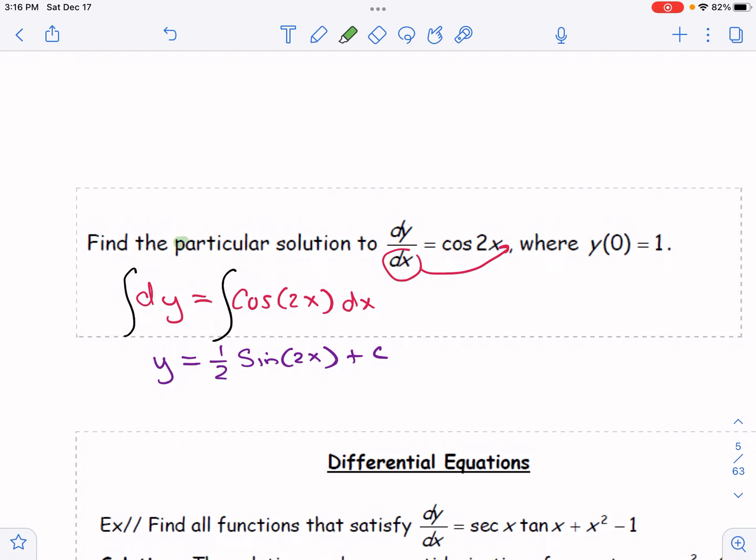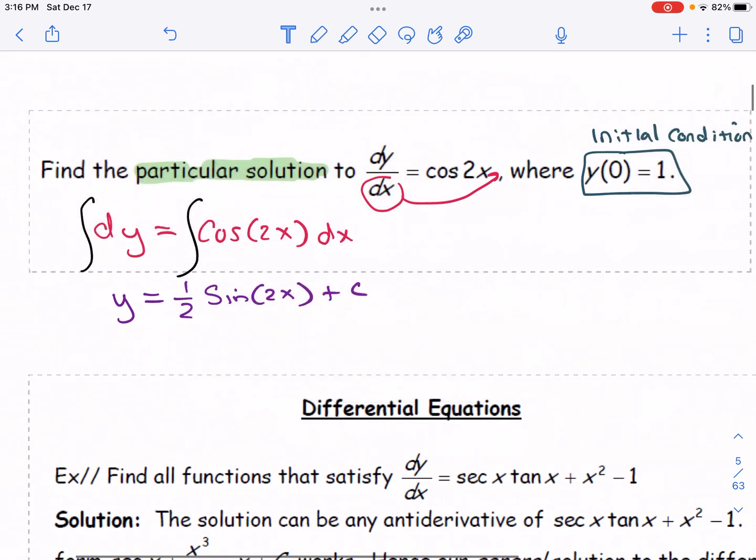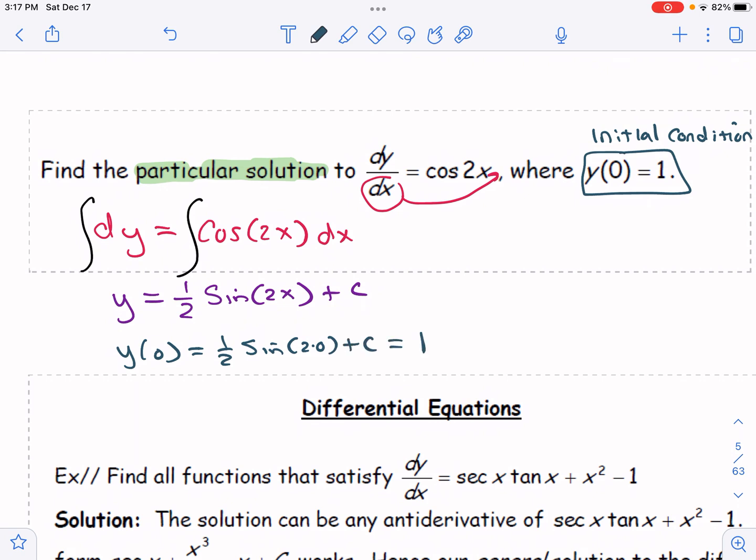Now we're asked to find a particular solution, and right now I have the general solution. So to find my particular solution, I am going to plug in my initial condition. Okay, that's my initial condition, and an initial condition is enough for me to solve for that c. Okay, so y of 0 equals 1, so y of 0, in other words, when I plug 0 in for x, I get 1/2 sine of 2 times 0 plus c, and I need that to be 1. This becomes sine of 0, that's the y-coordinate on the unit circle when you've rotated 0, so this is 0, so I just get c equals 1.